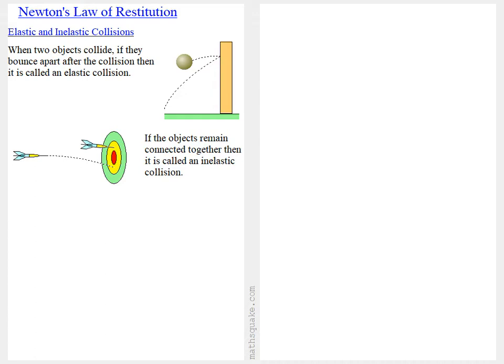If the objects remain connected together, then it's called an inelastic collision. For example, if darts are thrown at a dartboard, they stick into the dartboard and don't separate away. So this is an inelastic collision.